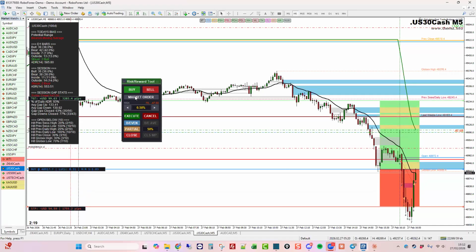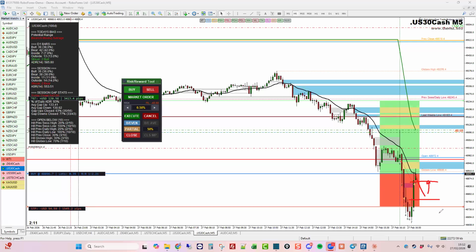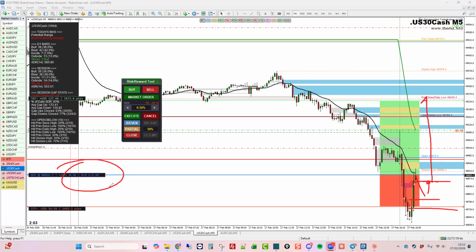But if this pulls back down into this propulsion gap, which is about to form, and then I see a little bull candle going in there, I can have my stop below the propulsion gap, an entry there, and that will give me somewhere in the region of probably a 1 to 3R. Tradable.